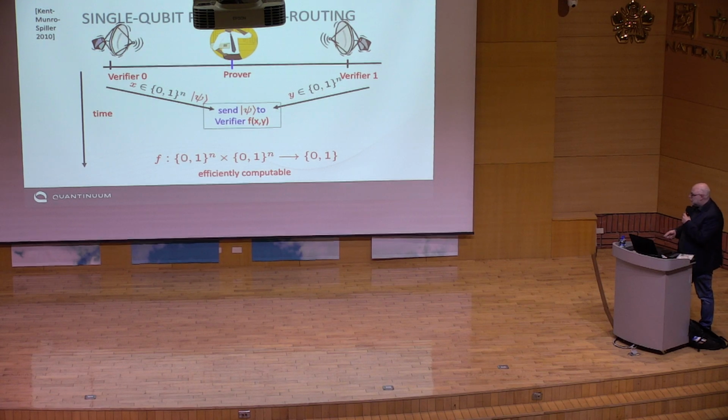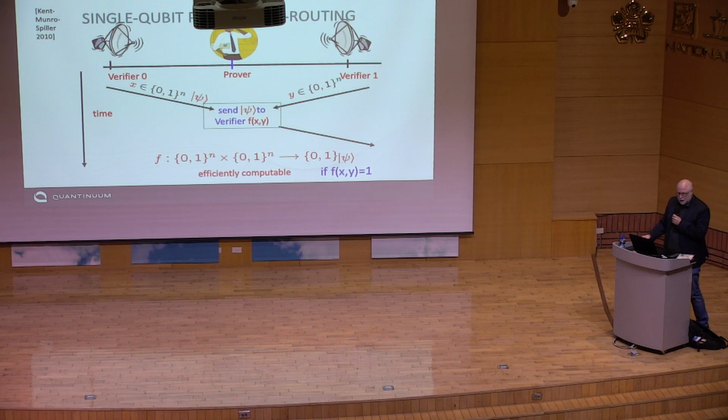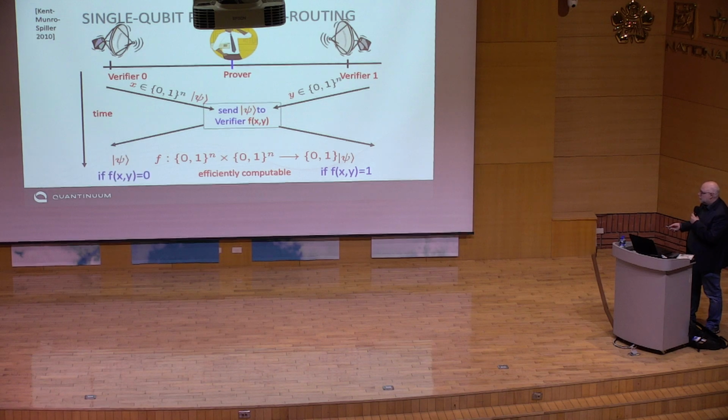And then depending on whether that's 0 or 1, if it's a 1, the qubit psi is routed onwards to verifier 1. And if the function value is 0, the qubit is routed back. And we call this primitive f routing, where f is the function that somehow determines whether it's routed onwards to verifier 1 or routed backwards to verifier 0.